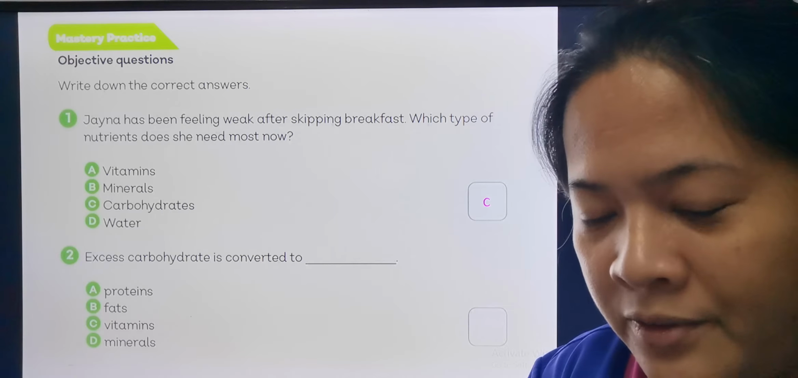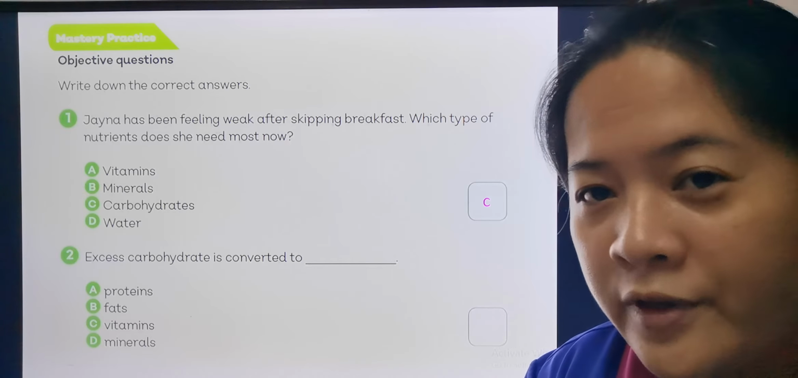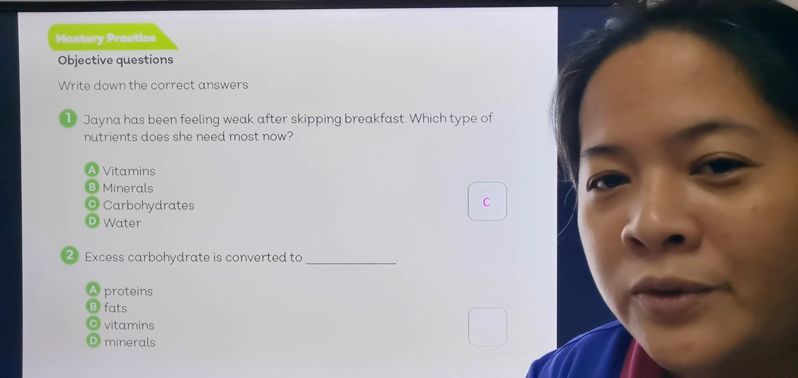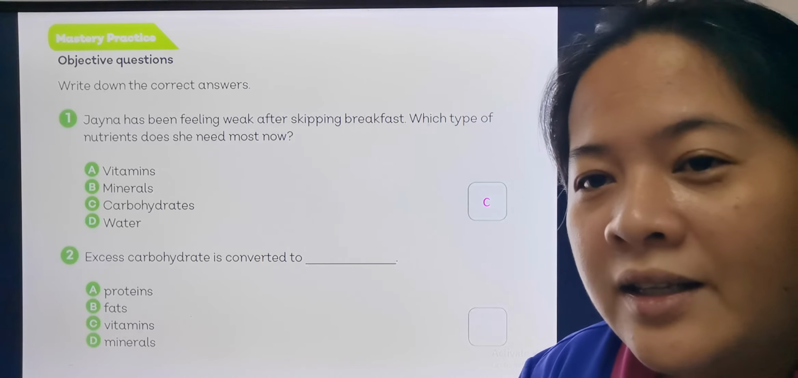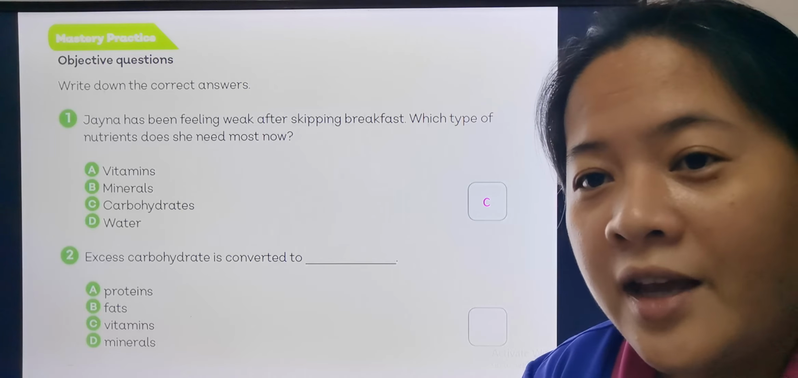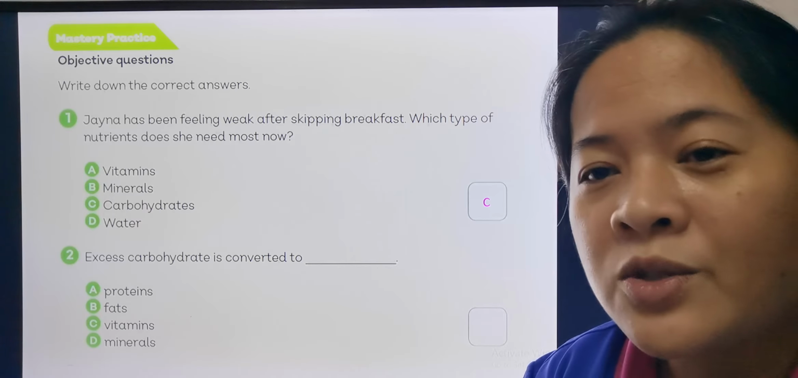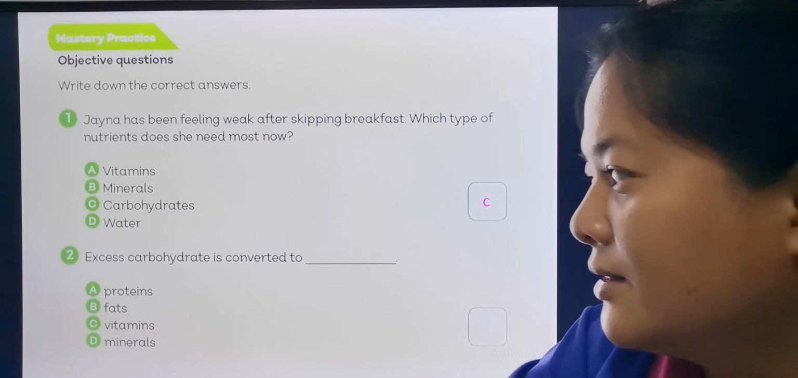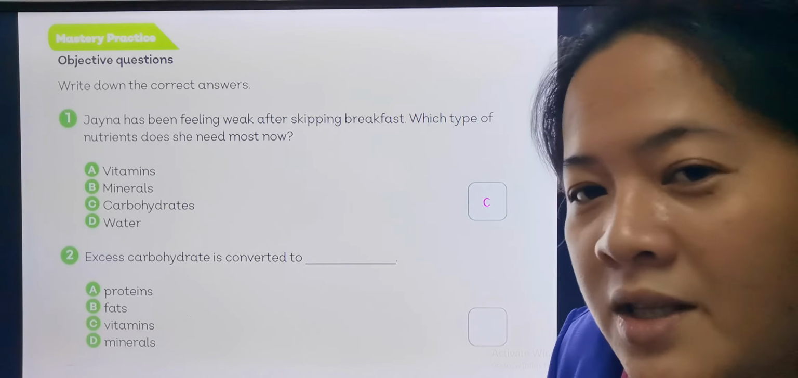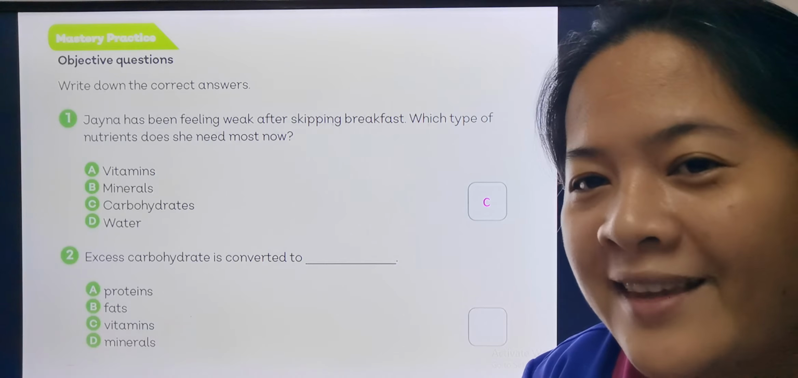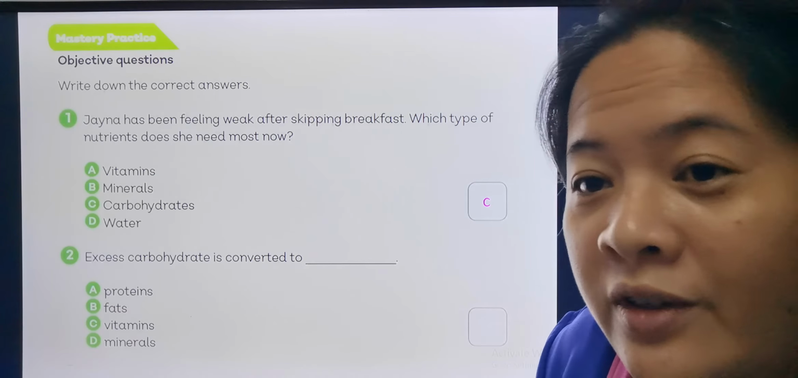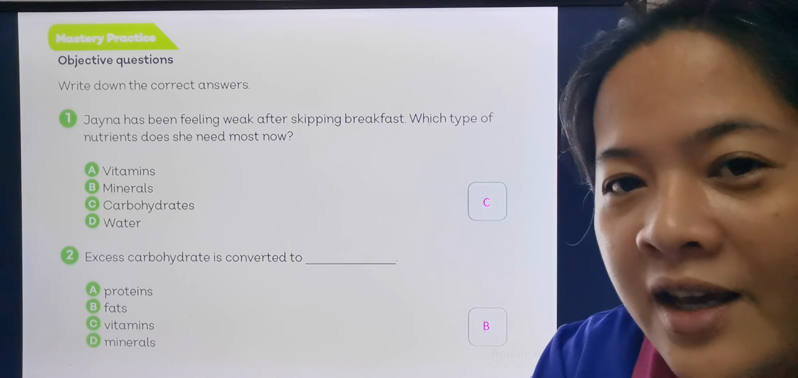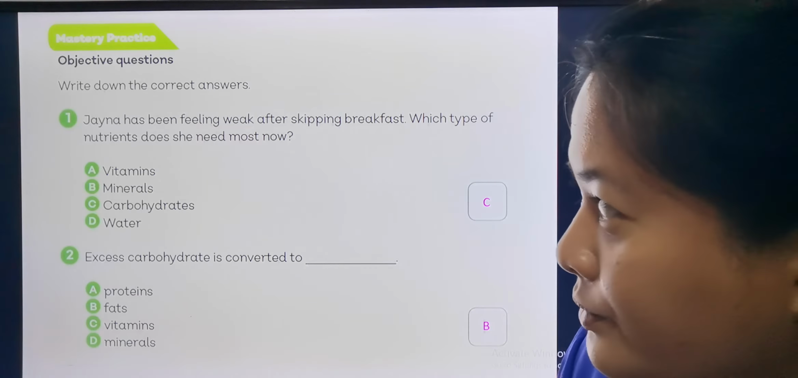Excess carbohydrates. If we eat a lot of carbohydrates, a lot of rice, noodles and pasta, and you don't use that energy from the carbohydrates, what will happen to it? It will be stored as fats, okay? Letter B. You answer in your workbook.